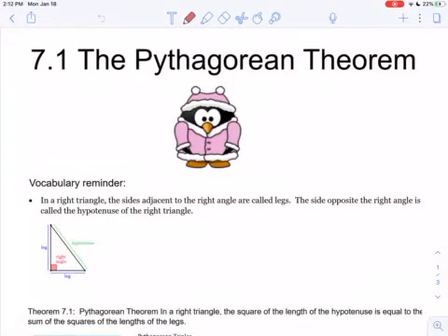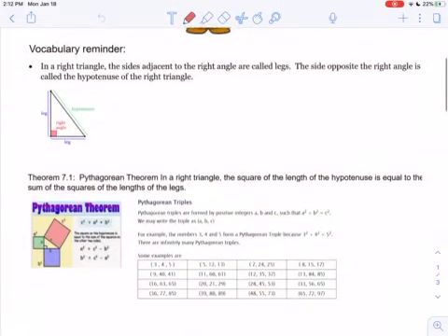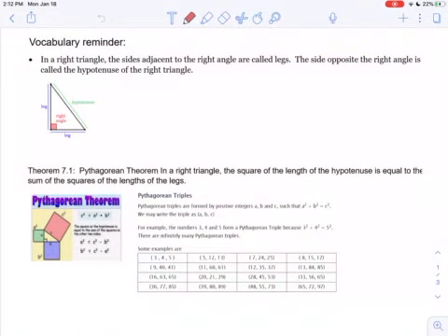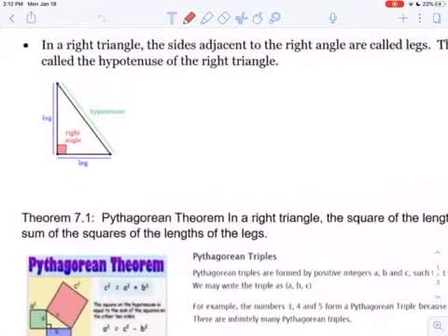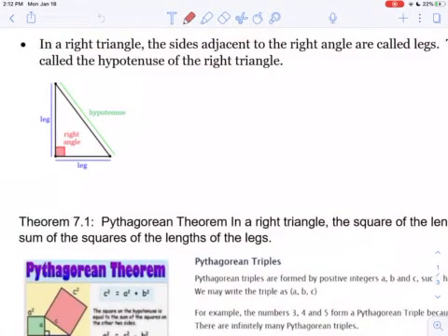This is Honors Geometry Lesson 7.1, the Pythagorean Theorem. Just as a reminder of the vocabulary of a right triangle, the two sides that make up the right angle are called the legs of the triangle, and the side opposite from the right angle is called our hypotenuse.